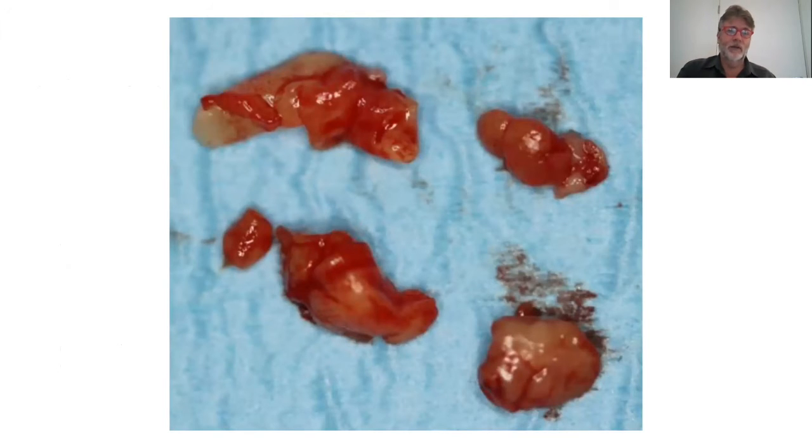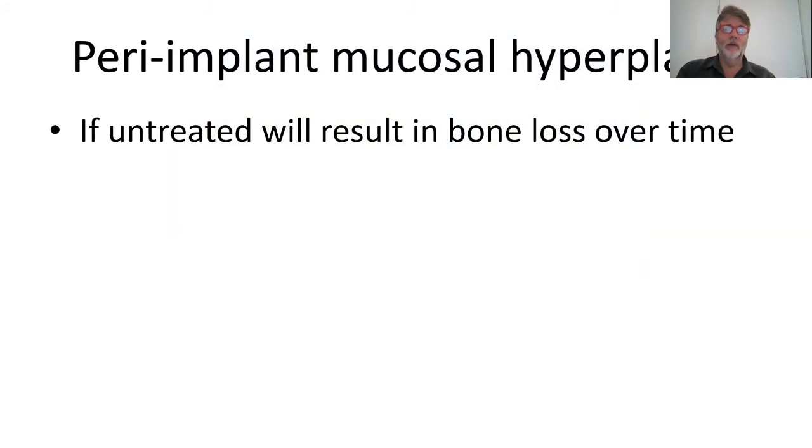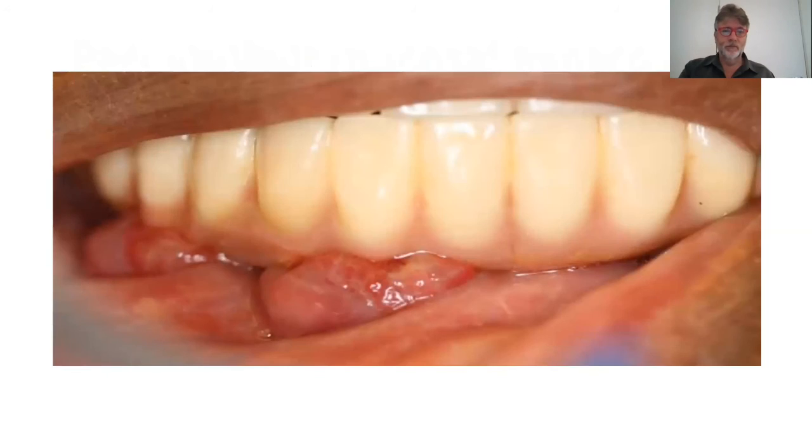So it's quite a significant amount of tissue. There's no way that tissue is going to disappear or resolve of its own volition. You have to get in there and just cut all this off. Okay? So, as I say, if untreated, it will result in bone loss. So what you might find is the patient might have a full arch restoration, and just around one tooth possibly, there's just this hyperplastic reaction going on, and you just have to get them in and trim that off.